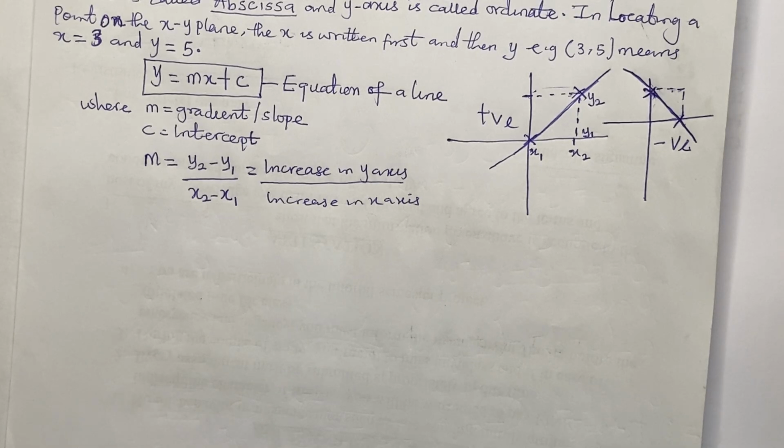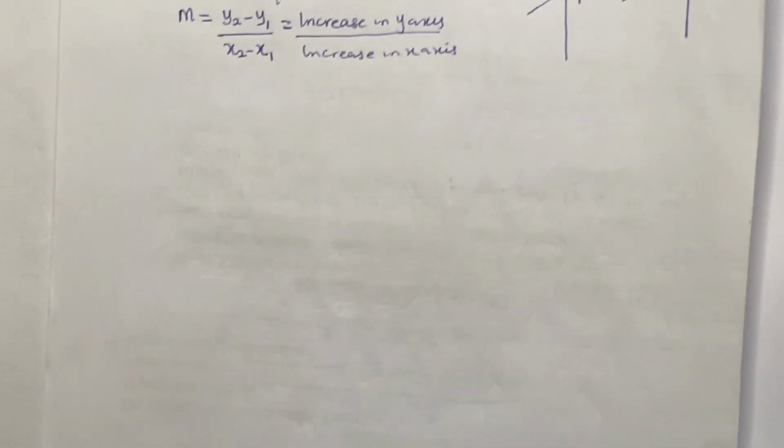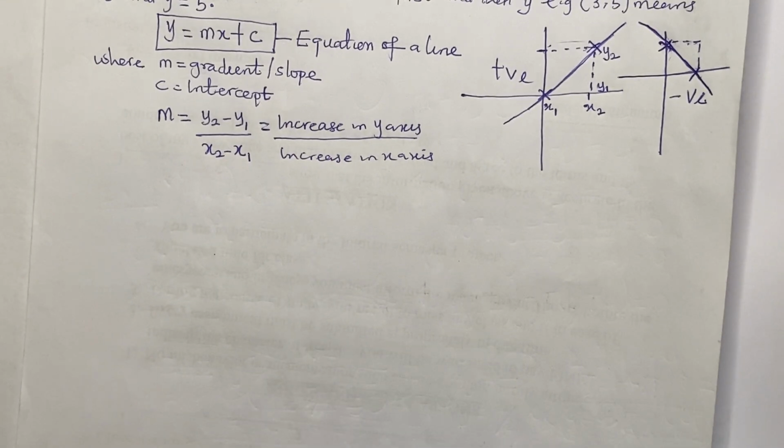Is a positive graph. Are you following now? All right. So, this formula that you see here is a general formula that you can always use when solving questions on gradient. Know that this means y2 minus y1 over x2 minus x1, and it is the same thing as the increase in y-axis over the increase in x-axis.